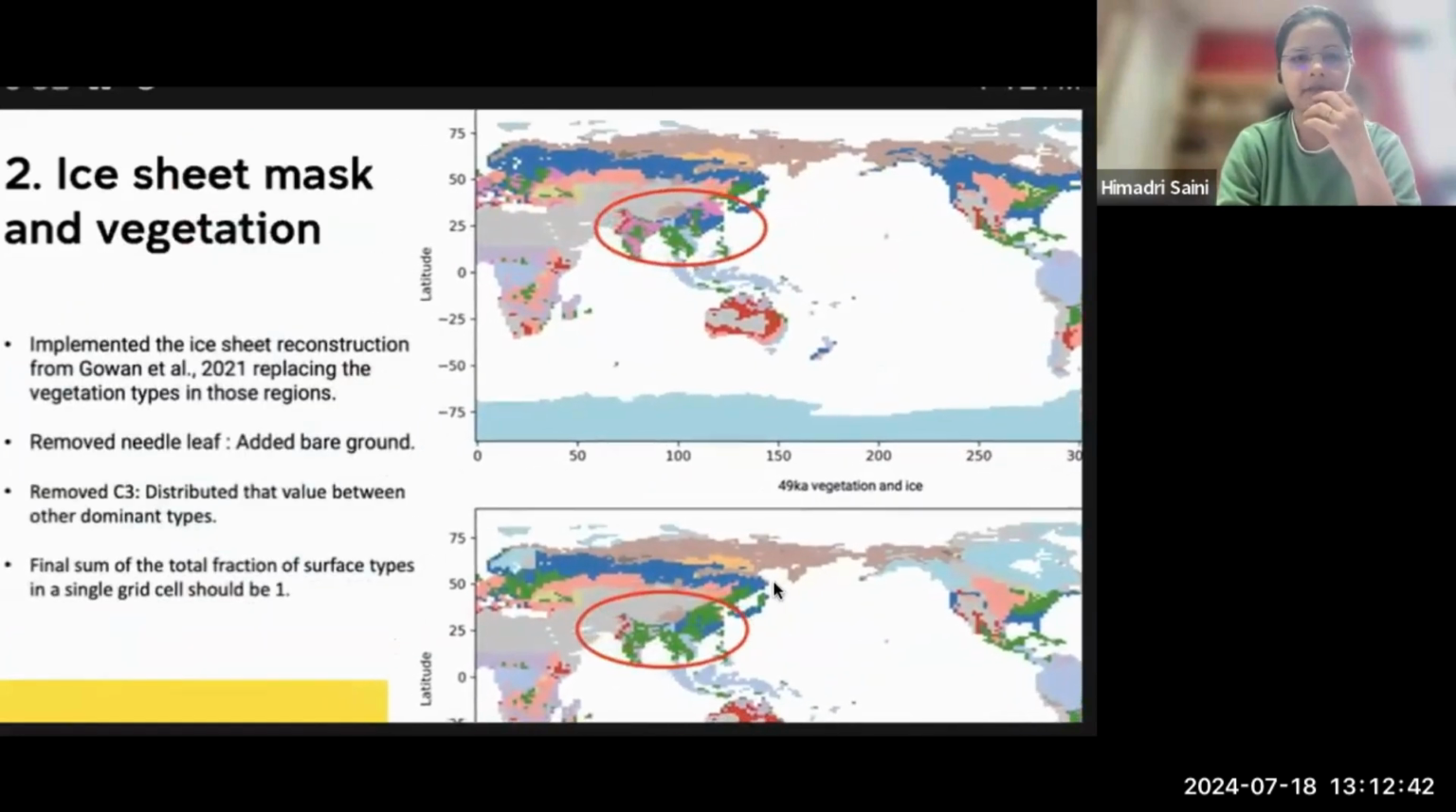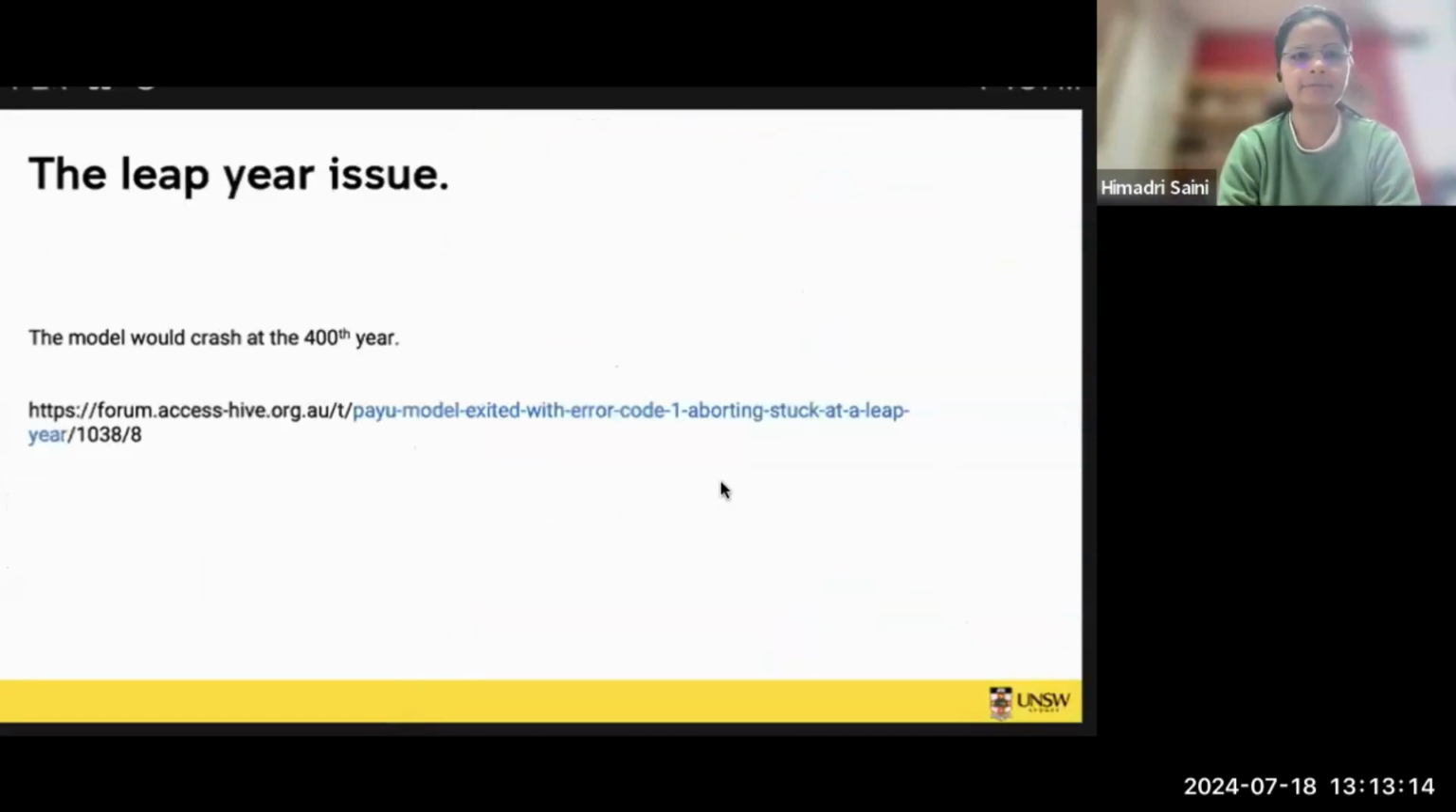And we also removed the C3 crops in the model from everywhere where they're dominant and divided its values to the next dominant types in that grid cell. So, for example, over India, the C3 crops are divided into C4 grass, and this green represents the broadleaf, I think. This is done in order to have the final sum of the total fraction of surface types as 1. This is important for the model, otherwise it crashes.